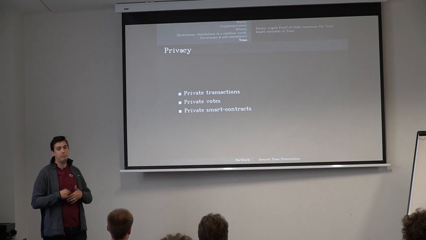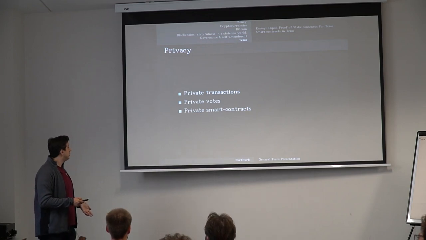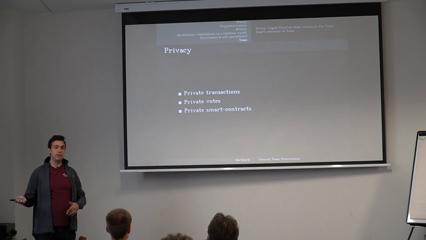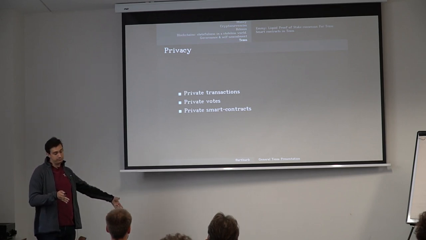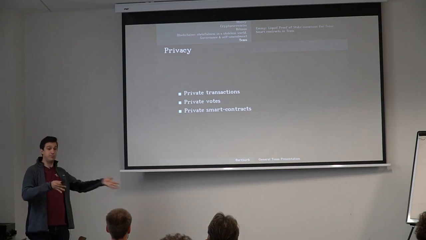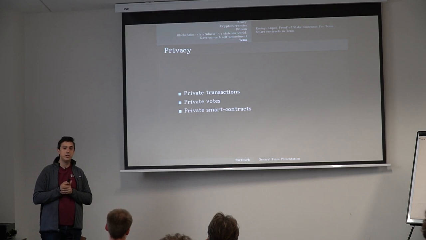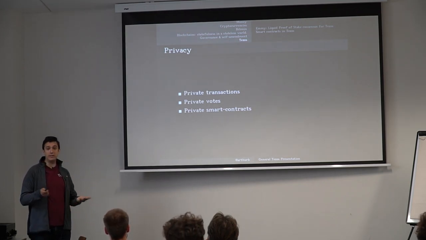Privacy. I mentioned how important privacy is, and right now Tezos doesn't do anything for privacy. So the first thing would be to have private transactions, and there are techniques that can be used from other projects like Zerocash, for example. Zerocash is a paper, Zcash is a project. Zcash has really nice private transactions using zero-knowledge proofs. So importing these techniques. But going beyond that, private votes.